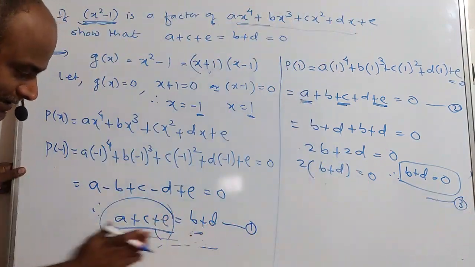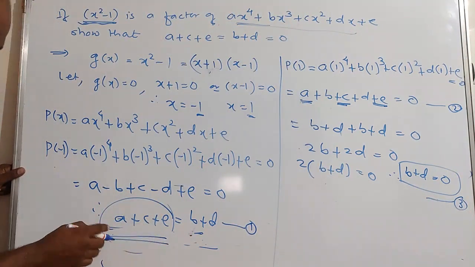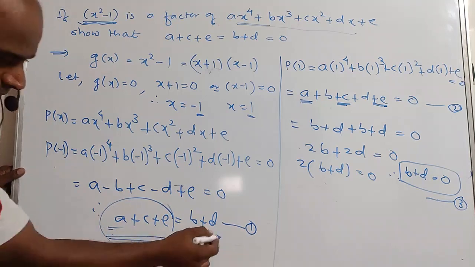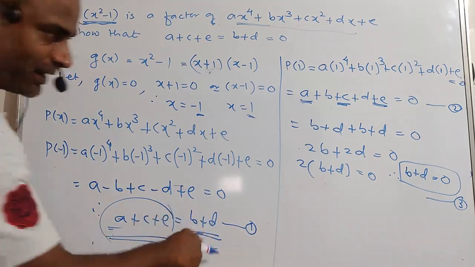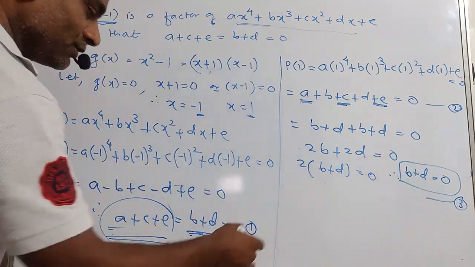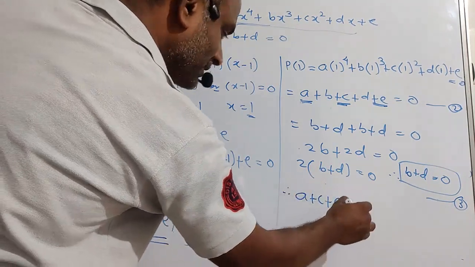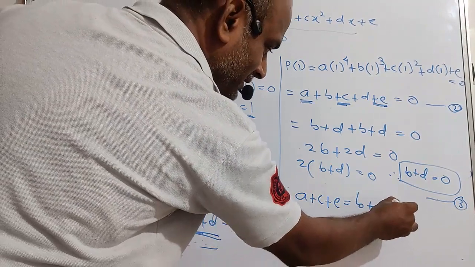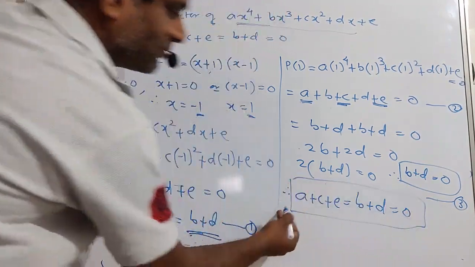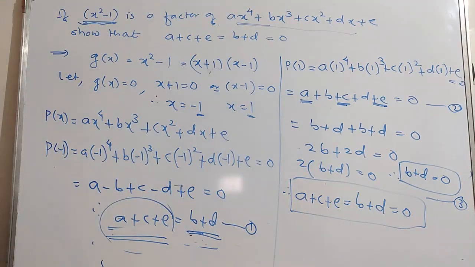And from the first and third statements, as a plus c plus e is equal to b plus d and b plus d is equal to 0, so I will get a plus c plus e is equal to b plus d, which is equal to 0. So hence it is proved.